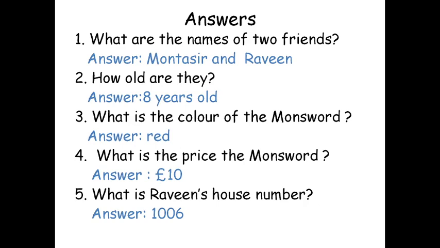Again, the third answer is letters, but the fourth answer is a number, and it can be different kinds of numbers. It's 10 pounds, but if I say 10.50, that's a different kind of number. And Robin's house number is 1006, so that's also a number. So from here you can see the answers are different.